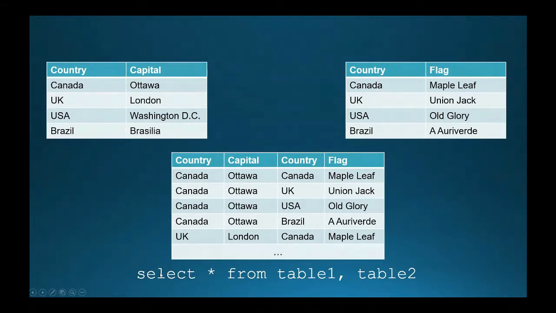To get this, you do select star from table 1, comma, table 2. You can also say select star from table 1, join table 2. They both mean the same thing.